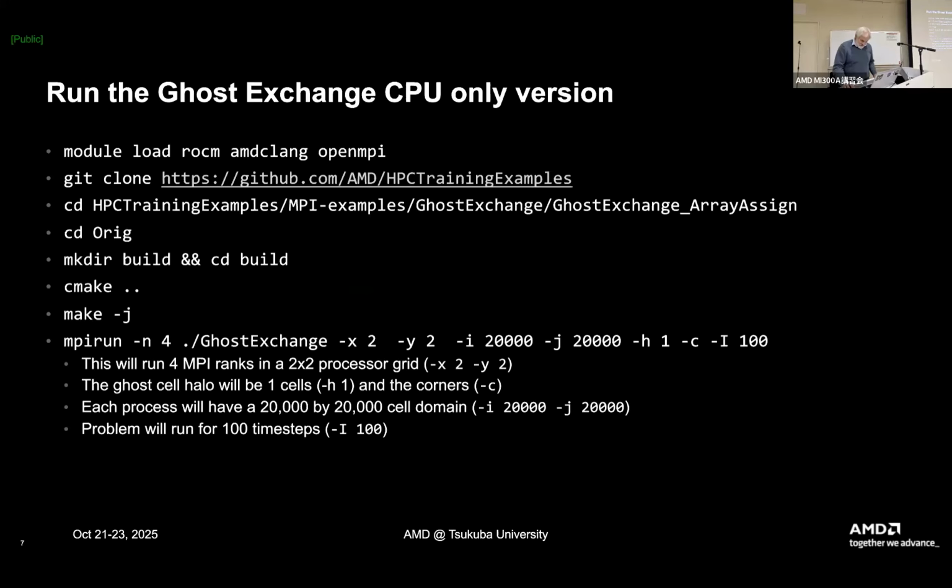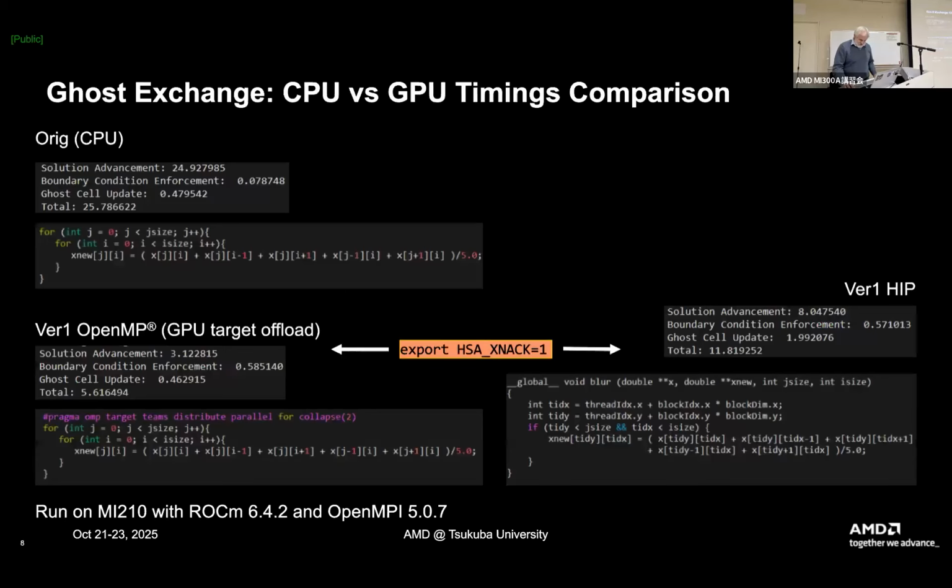Yeah, and the next thing in the command is the -I, which is the number of time steps that we want to run our simulation for. Okay, so in the next couple of slides, we're going to be comparing how these versions affect the total runtime. For reference, we begin with the one that's CPU only, and we are monitoring the time it takes to advance the solution, to enforce the boundary conditions, and then to do the ghost cell update. And then we also have the total time.